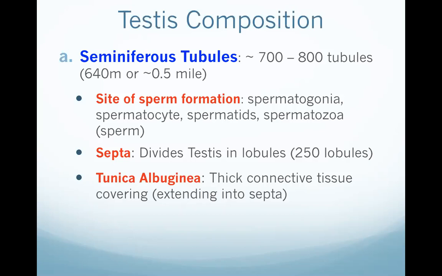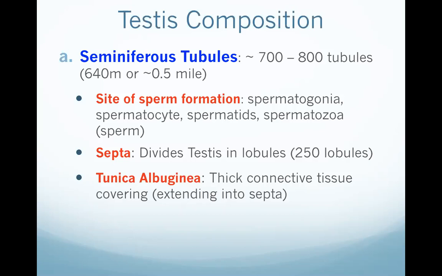And in males, we don't actually start sex cell production until puberty, and it's an ongoing process of new sex cell production every day. So in males, the process of sex cell production is called spermatogenesis, and that occurs within the seminiferous tubules. So again, when we look at the cross-section through the testis, you're going to see that it's divided into about 250 lobules.